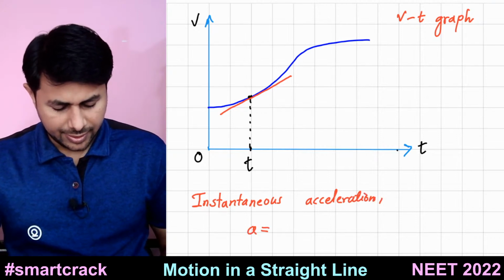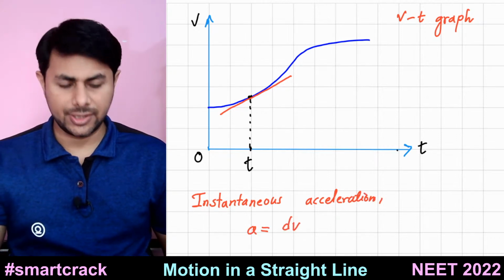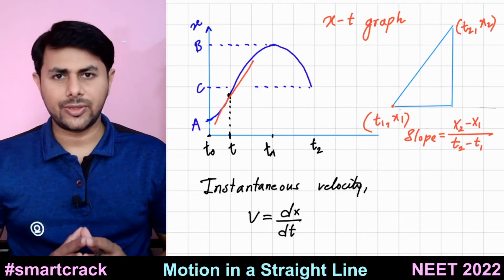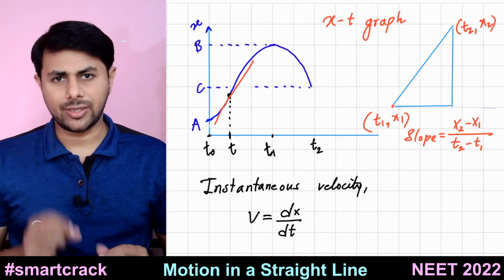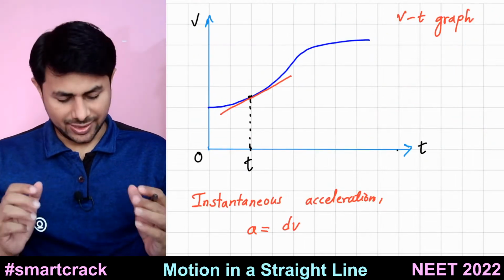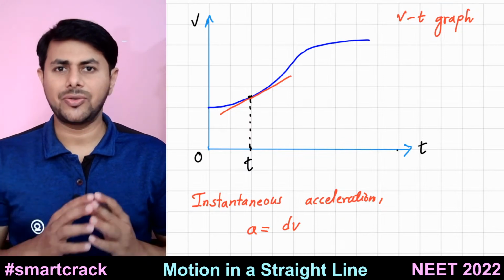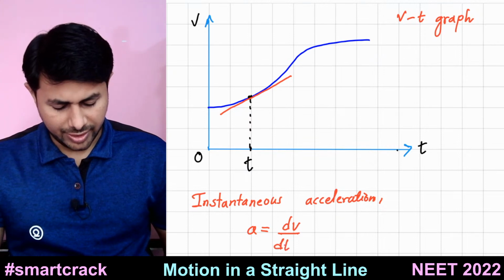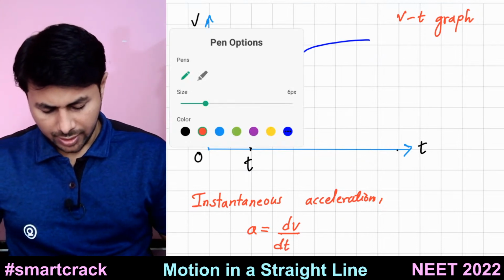It is denoted by a. Just like instantaneous velocity is the derivative of position with respect to time, mathematically instantaneous acceleration is the derivative of velocity with respect to time. So it is dv by dt.